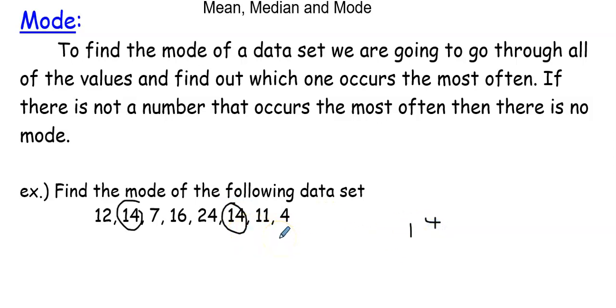But you can have what's called bimodal. So if I had another 12 here, then I would actually have to say 12 and 14 are the mode, and it's called bimodal. I could have trimodal and so forth. You can have a tie as long as there's a clear leader. But if there was 2 of every number, 2 12s, 2 14s, 2 7s, and so on, there'd be no mode, because there's 2 of everything, and it's a tie.